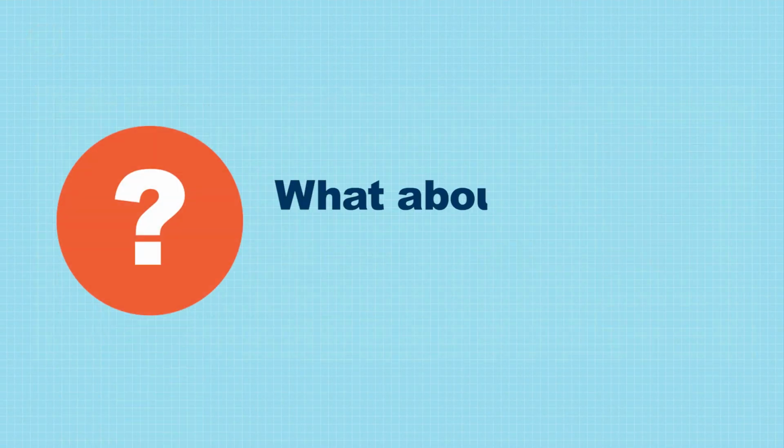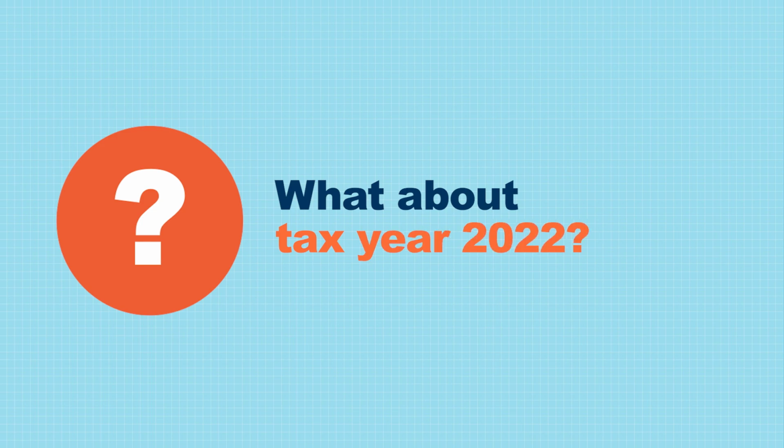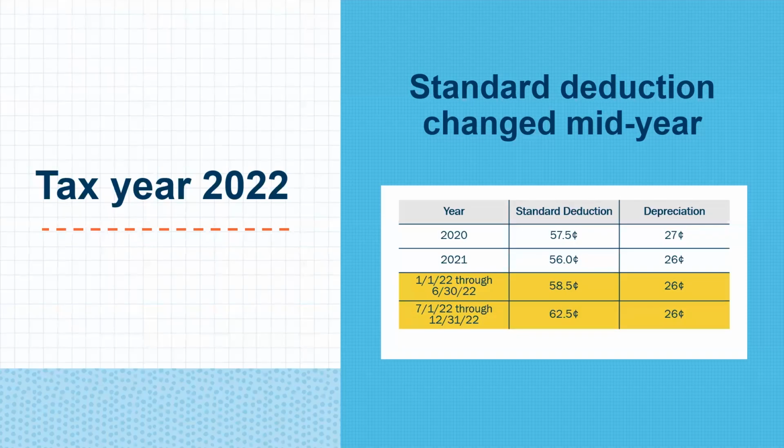What about tax year 2022? In 2022, the standard deduction changed mid-year. For the first half of the year, the standard deduction factor was 58.5 cents per mile, and in the second half of the year, it was increased to 62.5. Confirming standard deduction is a bit more complicated for tax year 2022 due to the mid-year change. One way to handle this would be to request the breakdown from the accountant.